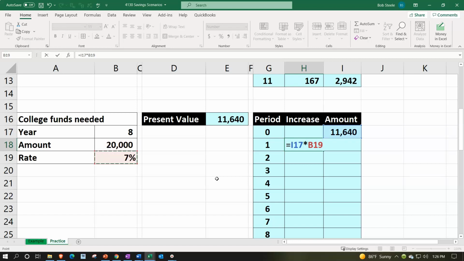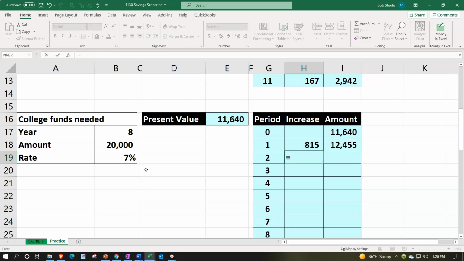If we were to copy that down, we'd press F4 on the keyboard because that 7% is outside. Remember, you only need a mixed reference, but we're using an absolute one here, $ before both the B and 19. Tab, this is going to be equal to the 11,640 plus the 815. That brings us to the 12,455.